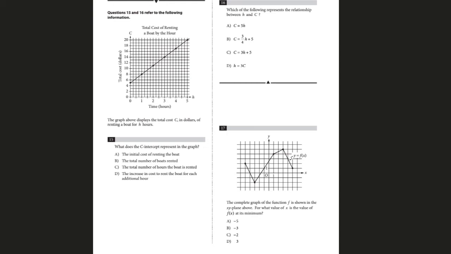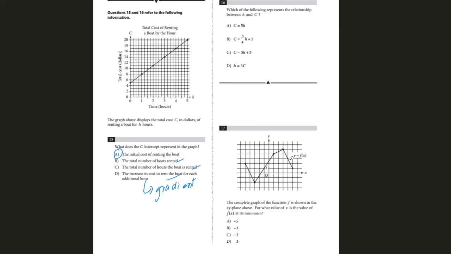All right, so moving on. Question number 15 is referring to this graph. What does the y-intercept mean? The y-intercept is the total cost for zero hours. So total number of boats rented is wrong. Total number of hours the boat is rented is also wrong. The increase in cost is also wrong. This is actually the gradient, so option D is telling you the gradient. Option A is the answer. It is the initial cost, the cost at hours equal to zero, basically when the time is 0 hours.